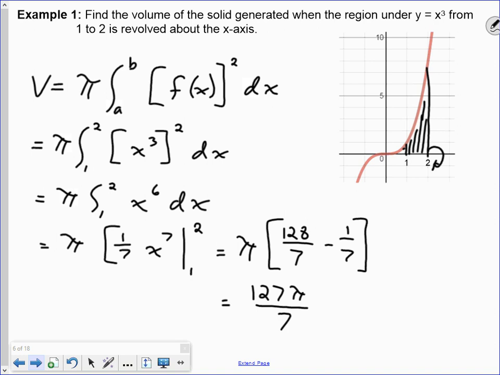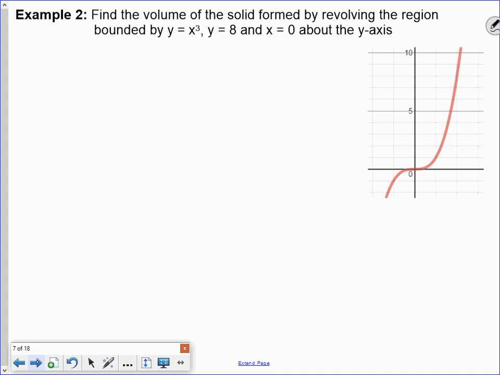All right, so let's look at a second example here. In this example, we're going to change the line that we revolve our region around. So find the volume of the solid formed by revolving the region bounded by y equals x cubed, so the same function, y equals 8, and x equals 0 about the y-axis. So the line y equals 8 is going to be, let's see, 5, 6, 7, 8, the line right here like this. Line x equals 0, of course, is our y-axis.